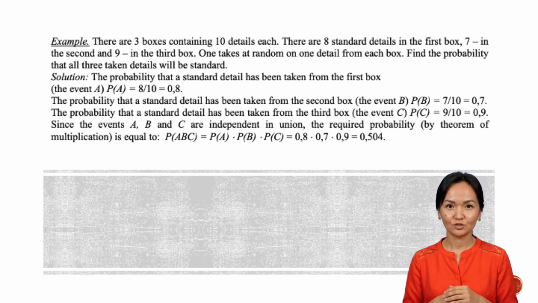Calculating this gives us 0.504, which means there is a 50.4% chance that all 3 randomly selected details will be standard. This example demonstrates how the multiplication rule extends naturally to any number of independent events and shows how we can solve complex multi-stage problems by simply multiplying individual probabilities.